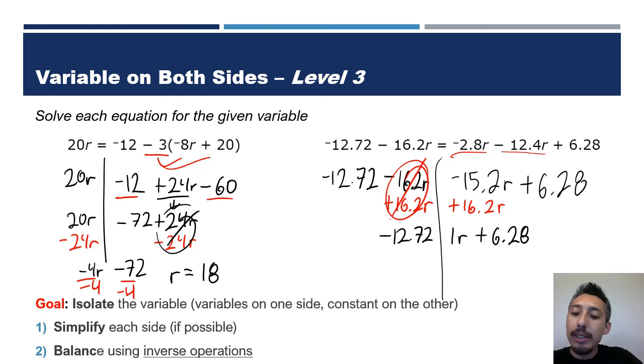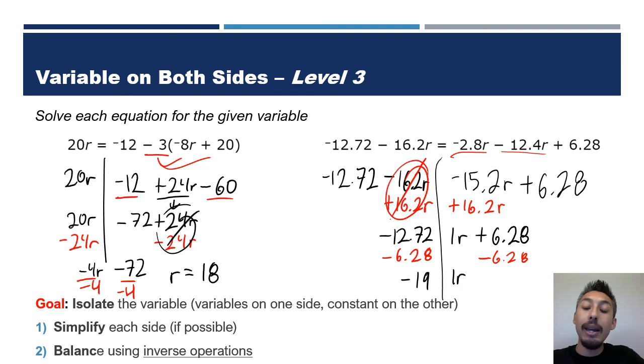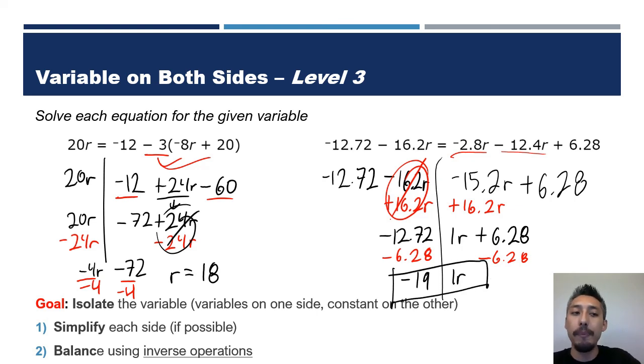Because we're trying to get r by itself, we need to get rid of the positive 6.28. So let's go ahead and subtract 6.28 from both sides. This is going to give us a negative 19 on the left side and a positive 1r on the right side. And because we know that 1r is just r by itself, this is your final answer. Negative 19 is equal to 1r, or just r.